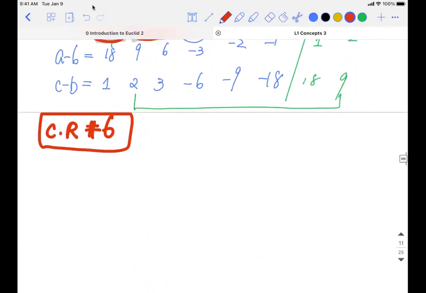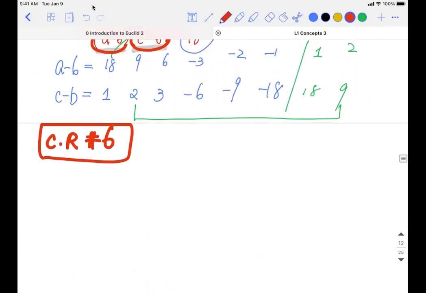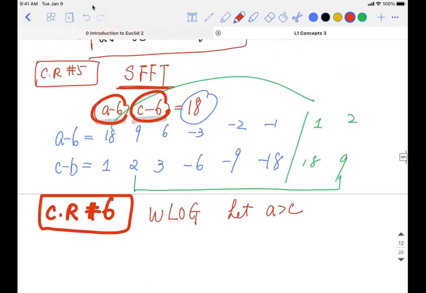Since A and C have the same position in this problem, you can, without loss of generality, let A be greater than C. Is it right? Because you don't really care who is A, who is C. As long as you find a solution pair, you're good to go. So this is also a very, very common conditional react when you're talking about number theory.